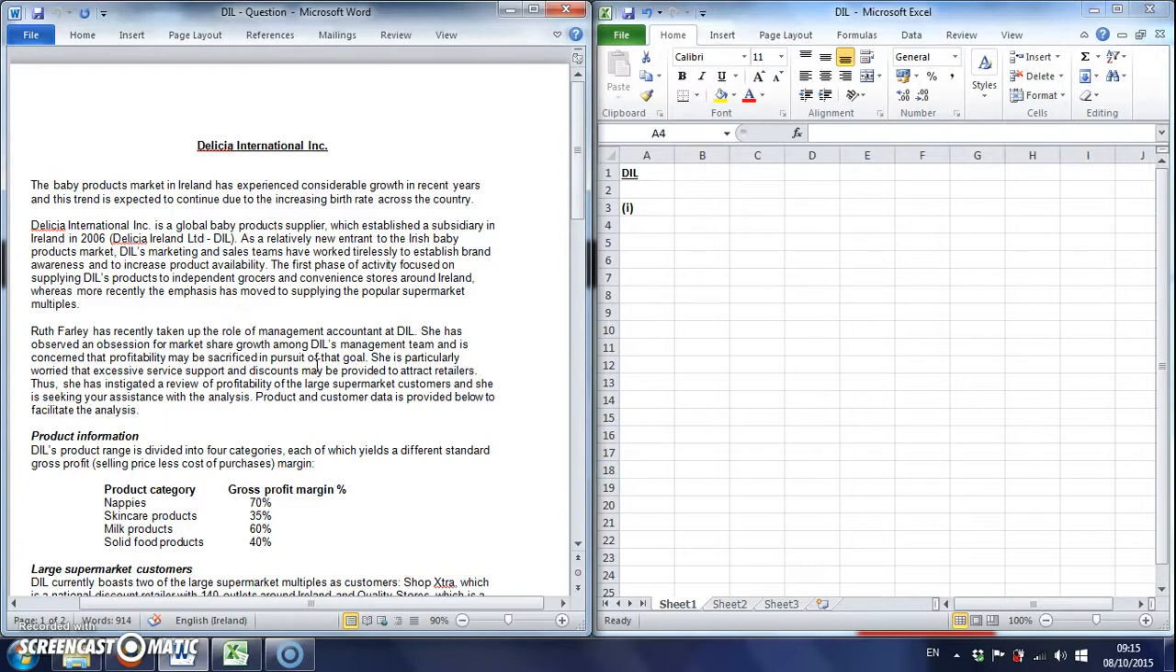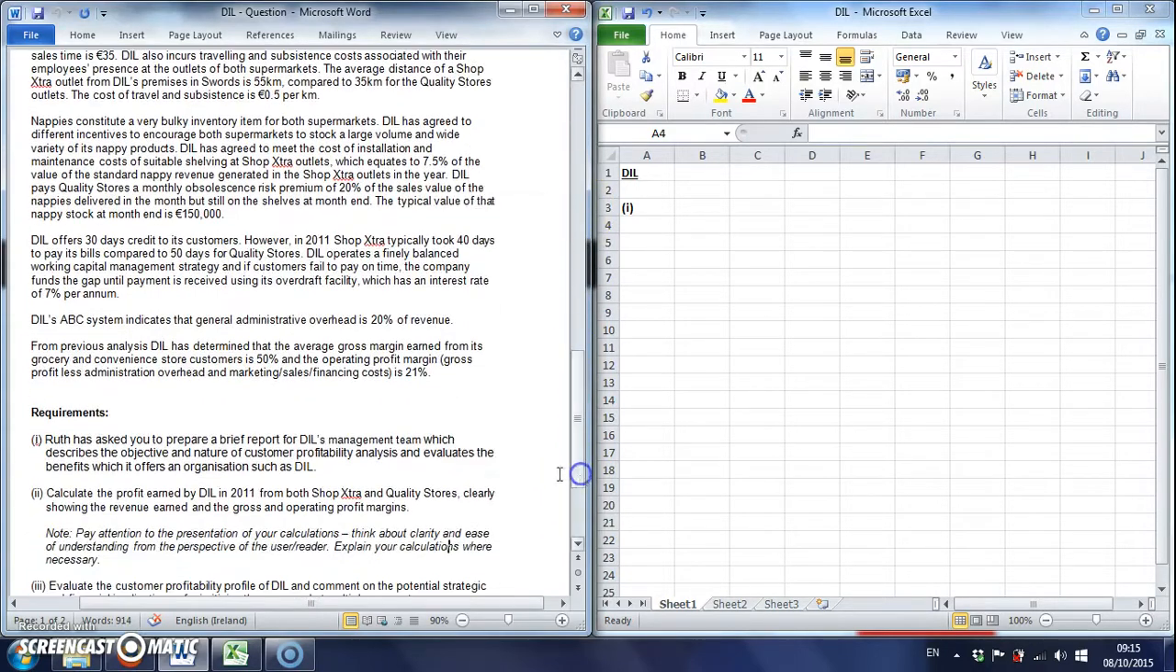But Ruth, who's your management accountant, is ultimately worried that the profitability of such supermarket multiples is deteriorating because of the cost to serve, i.e. discounts, the support services and whatnot. So again, linking to your part 1, which again we won't cover here, you'll see some points in the suggested solution, is, well, that clearly makes a benefit of undertaking customer profitability analysis.